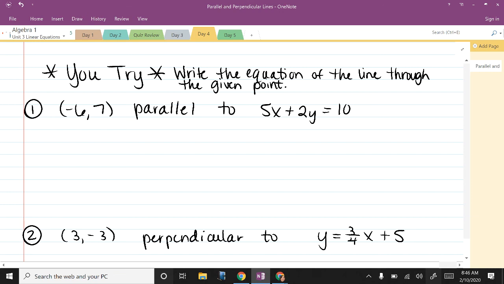All right, y'all help me do this. Number 1, is that equation in slope-intercept form? No, it needs to look like y equals mx plus b. So how do I make it look like y equals mx plus b? What do I do specifically? Subtract 5x. Sure. Negative 5x plus 10. Divide everything by 2 and simplify.